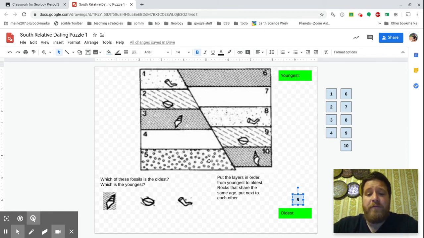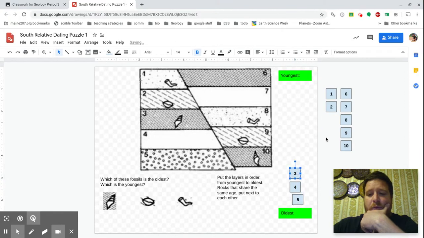So rock number 5 is the oldest. Above that would have been rock layer 4. Let's move that right there. Okay. And then we would have had rock layer 3 form. And then we would have had rock layer 2. Rock layer 3 and rock layer 10, since those are the same rock layers, they've just been separated by this fault.